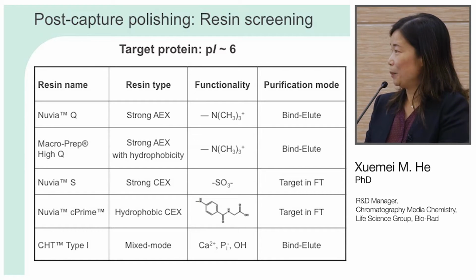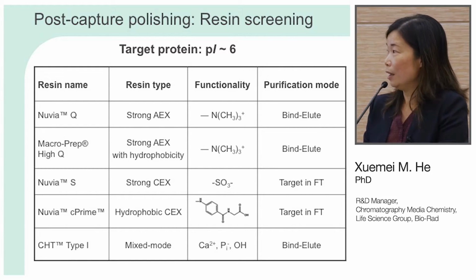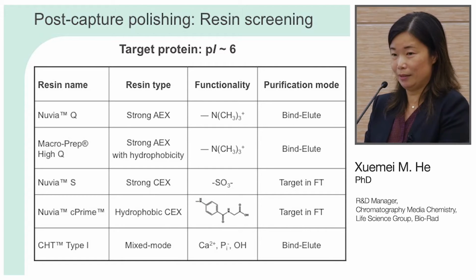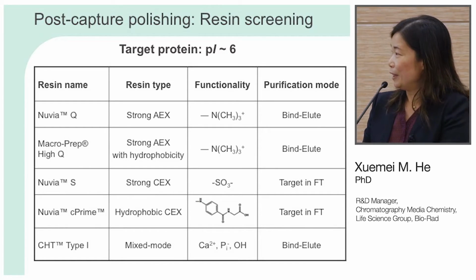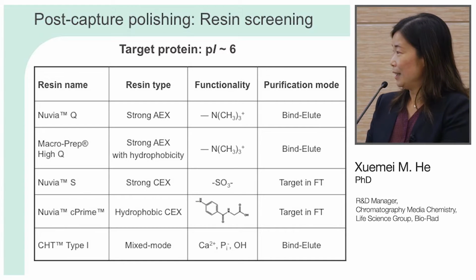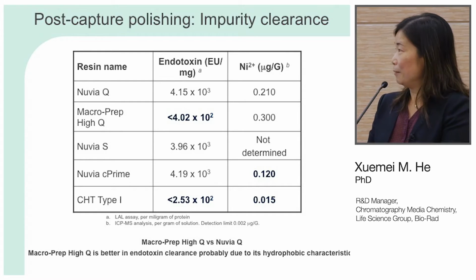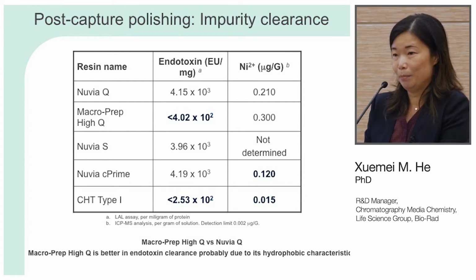And then for the cation exchange, we also compare a purely strong cation exchanger versus a hydrophobic cation exchanger, Nuvia C Prime, with an organic ligand to provide the negative charge, to see how well they are for separation of other process-related impurities. As we know, the pI of the protein is at 6. So for the Q resins, the target is bound and eluted when we finish the washing. And for the cation exchangers, as we expect, the target was in the flow through. For CHT, it's bound and eluted. Then we compare, because we want to focus on these two types of impurity removal.